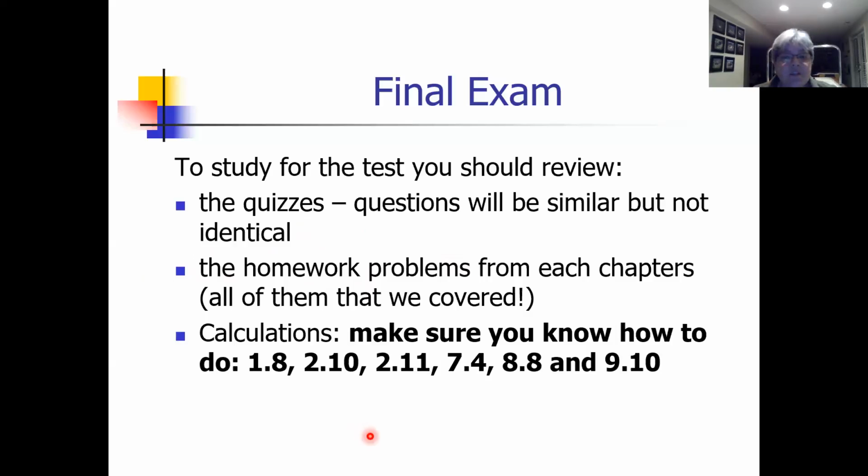For the calculations, make sure you know how to do these calculations, okay? So you may see other calculations like these on the exam. So make sure you understand these calculations especially.